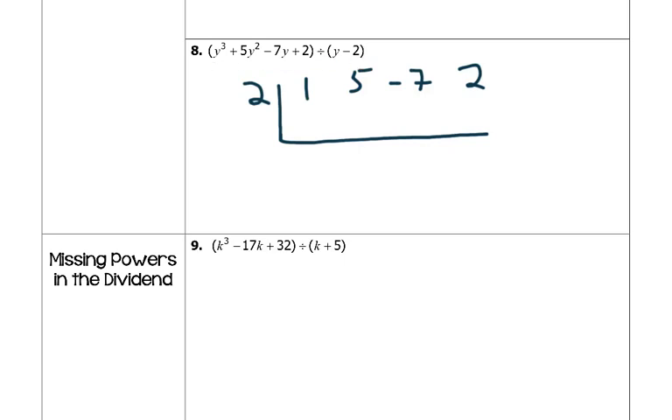All right, so let's get it started. The first thing we do is bring down the 1. All right, bring down the 1. 2, sorry, didn't bring down the 1. 2 times 1 is 2. Add these together. 5 plus 2 is 7. 2 times 7 is 14.